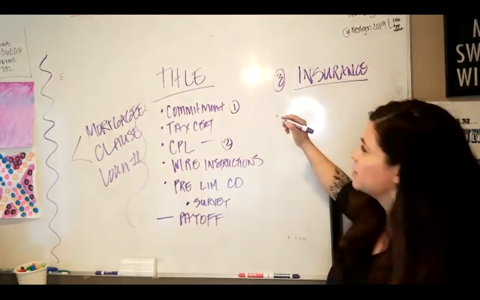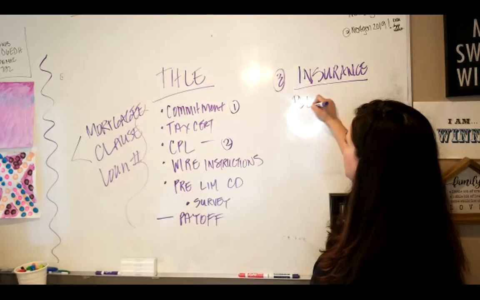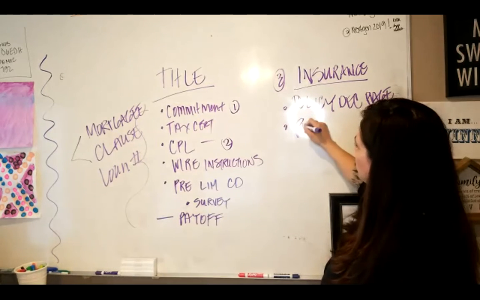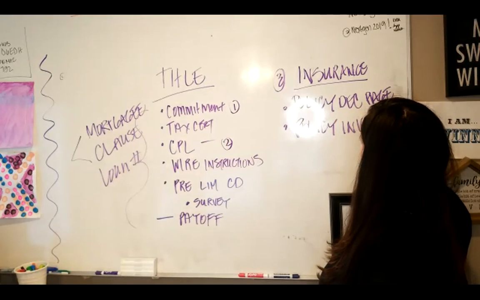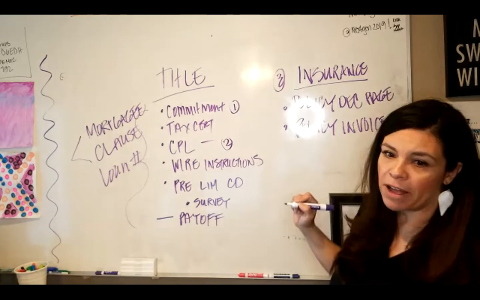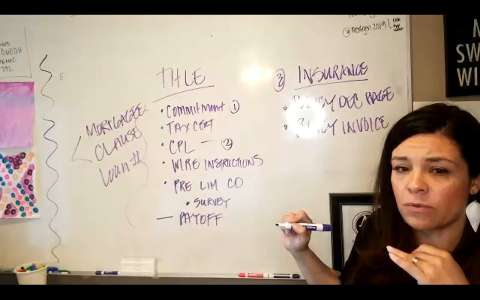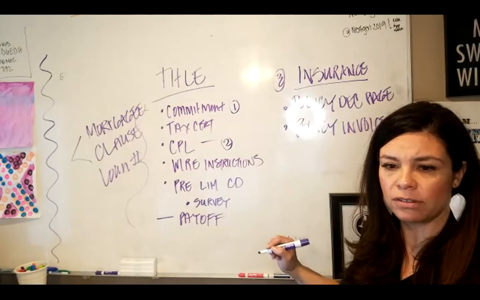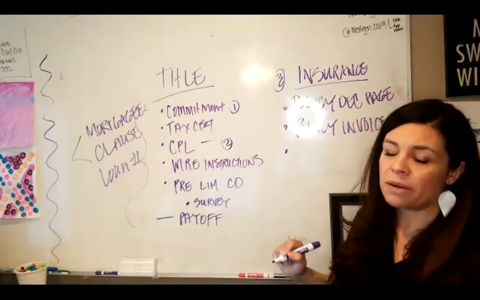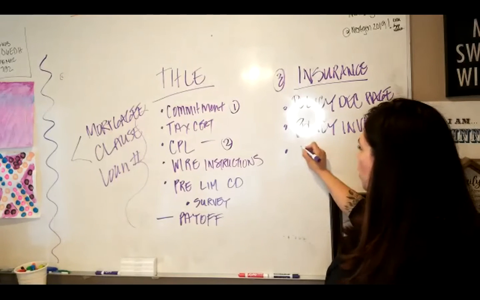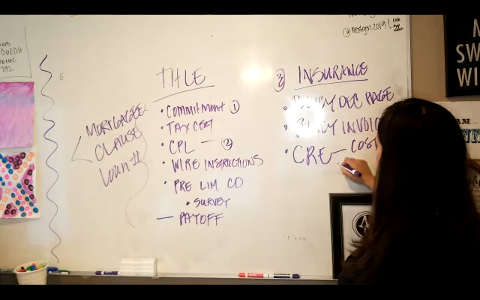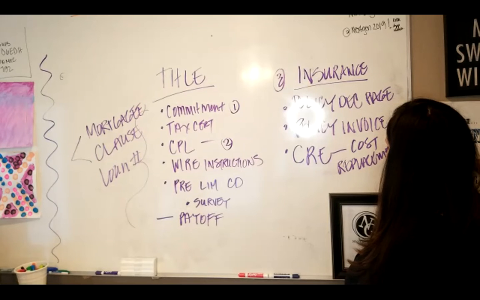When you're requesting insurance, you want the policy dec page. You want the policy invoice. It's how they're going to determine what needs to be collected at closing, whether that's a purchase or a refi. And I would say more and more as a standard practice, you want the CRE, or the cost replacement estimator.